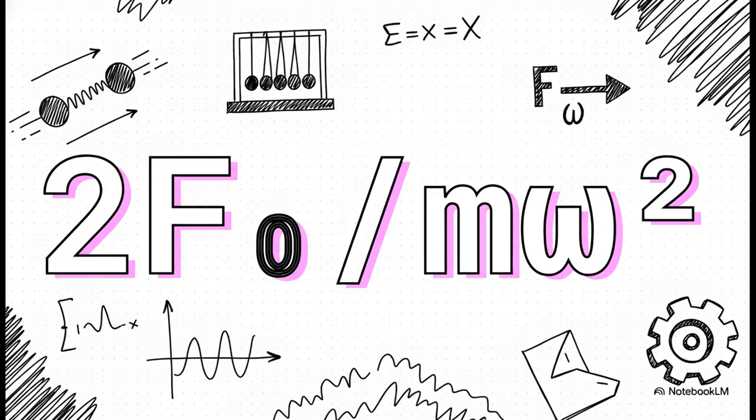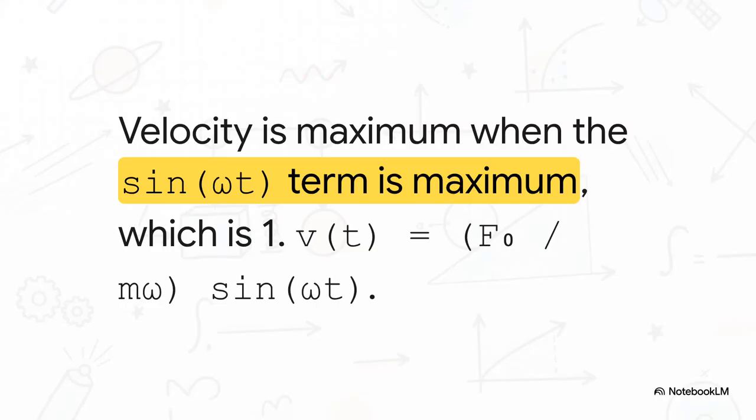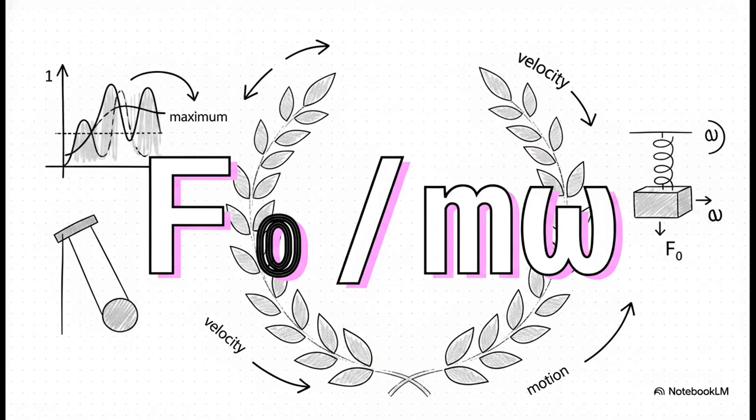2 down, 1 to go. Last question. During this whole trip, from starting at rest to stopping for the first time, what was its top speed? What was its maximum velocity? To figure this out, let's just look at our velocity equation. It's a chunk of constants multiplied by a sine function. Well, the velocity is going to be at its absolute biggest when that sine part is at its absolute biggest. And what's the maximum value a sine function can ever have? It's just 1. So the maximum velocity is simply that group of constants out in front, f naught divided by m omega. And that's it.